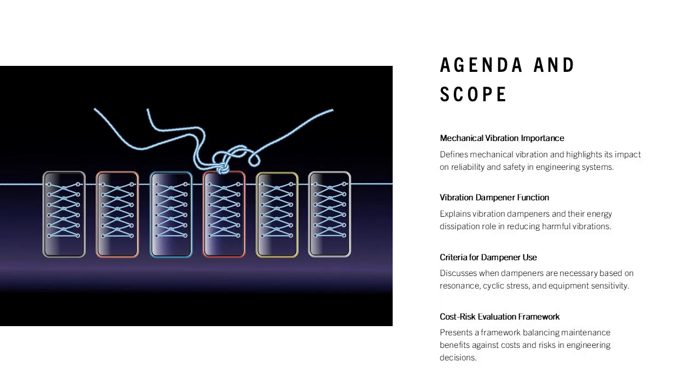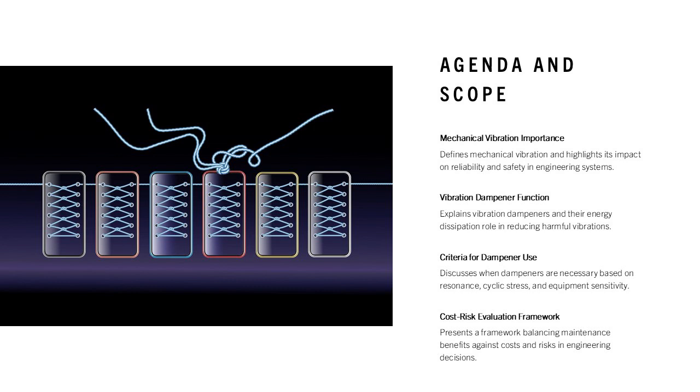This slide outlines the structured approach used to answer the core question. First, the presentation defines mechanical vibration in engineering terms, emphasizing why it matters for reliability and safety. Next, it explains what vibration dampeners are and how they function from an energy dissipation perspective. The discussion then moves into practical criteria for determining when dampeners are necessary, including resonance, cyclic stress, and equipment sensitivity.